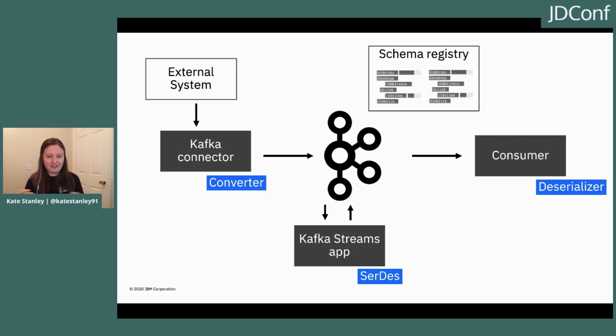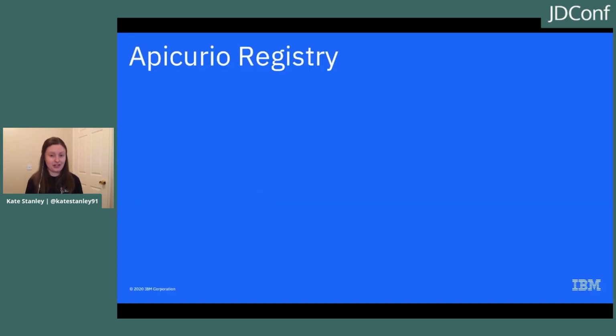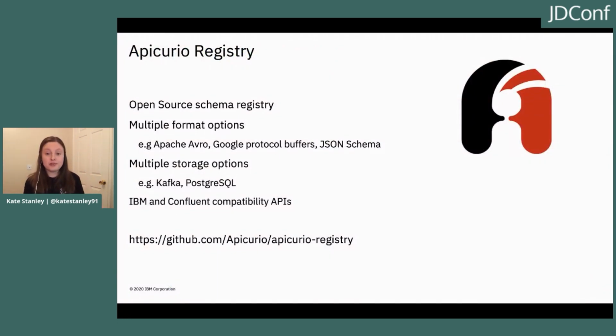So hopefully that's given you a good intro for how to start using schema registries. The last thing I wanted to do is just promote Apicurio Registry. This is an open source schema registry that provides multiple different format options, including Avro, Google Protocol Buffers, and JSON schema, and it provides multiple storage options as well. So you can store the schemas in Kafka itself using Streams or in things like Postgres.